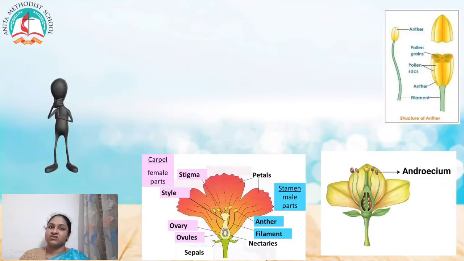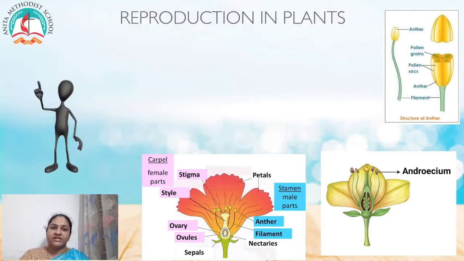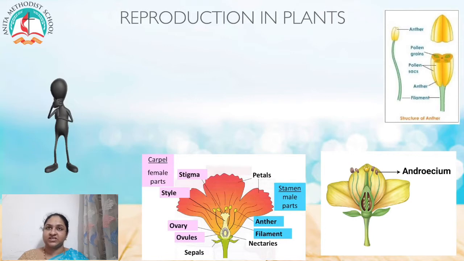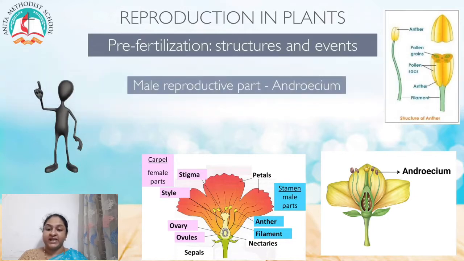The processes or changes involved in sexual reproduction of higher plants include three stages, as we just now saw. So, pre-fertilization structure and events is the first thing that we'll be learning. The first is the male reproductive part, the androecium.